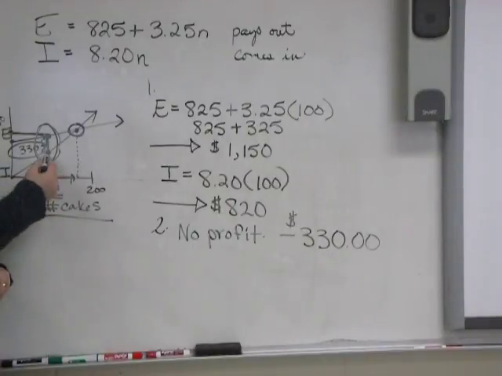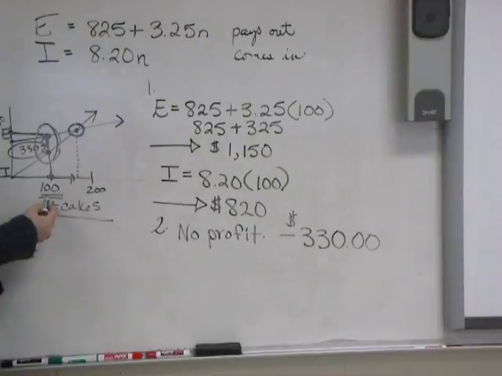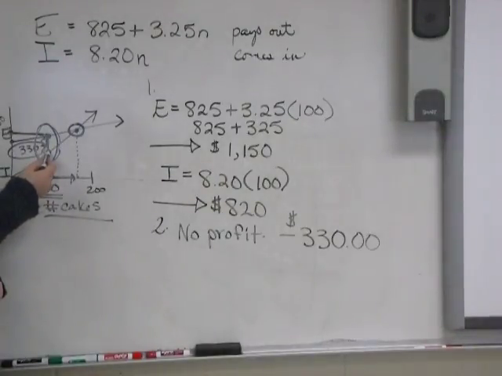It was the same thing here. You have to go to 100 cakes on the graph. Go up and find where the income is for 100 cakes, where the expenses is for 100 cakes, and subtract the two. And they've already done that for you at $330.